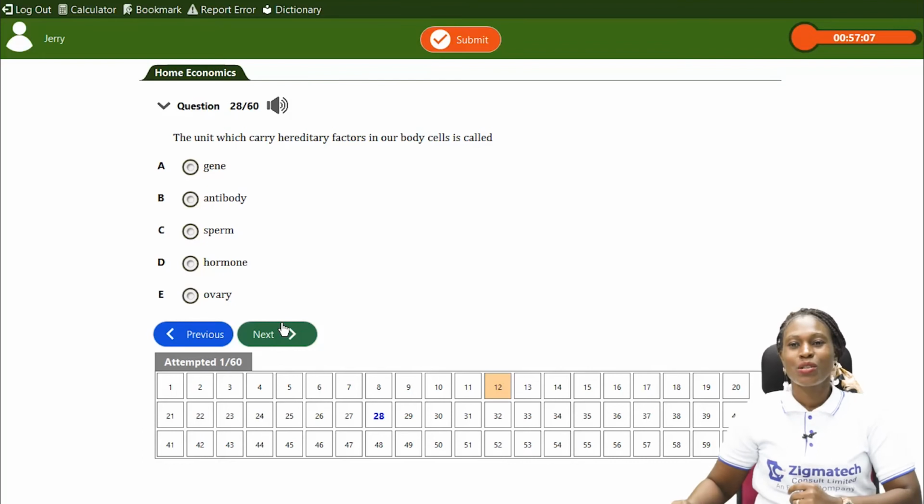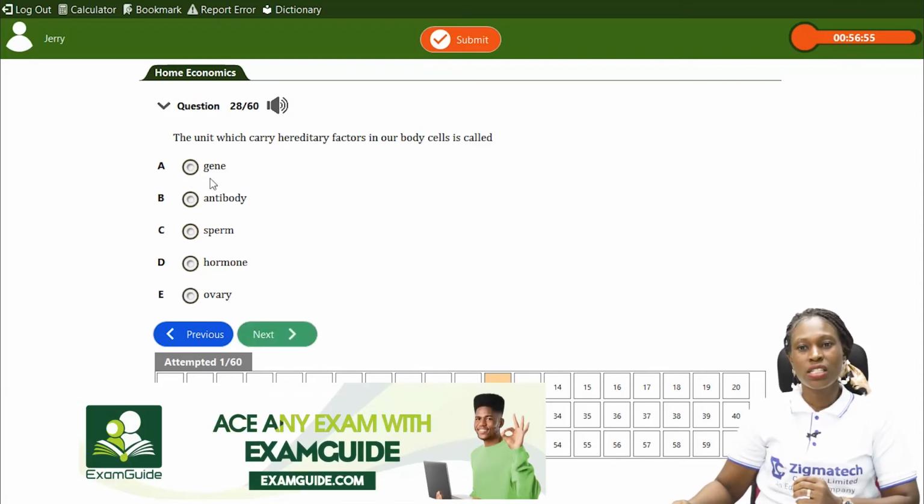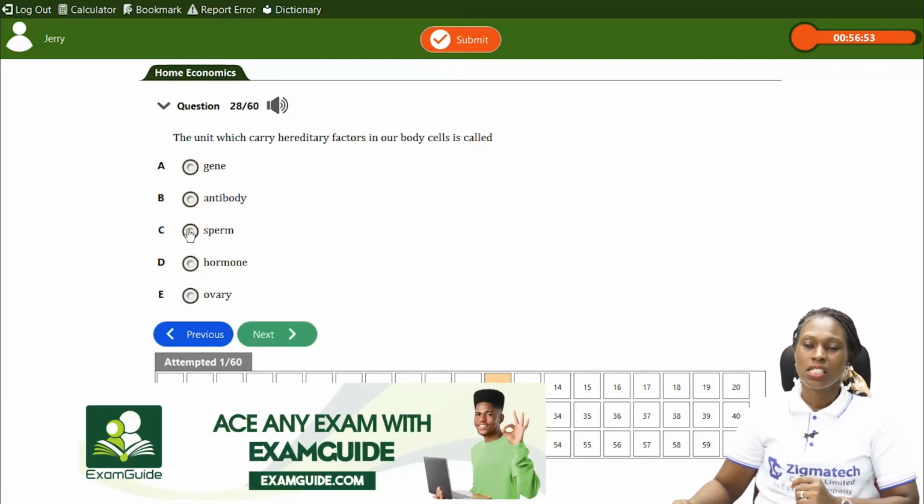Okay, let's look at this question as well. You know, we talked about hereditary. So let's look at the units which carry hereditary factors in our body cells is called A, we have gene, B, antibody, C, sperm, D, hormone, and E, ovary.